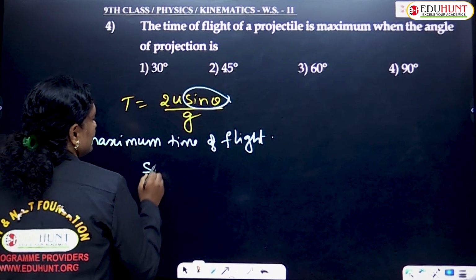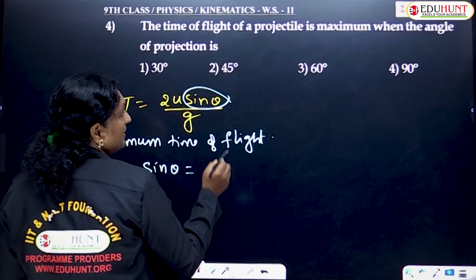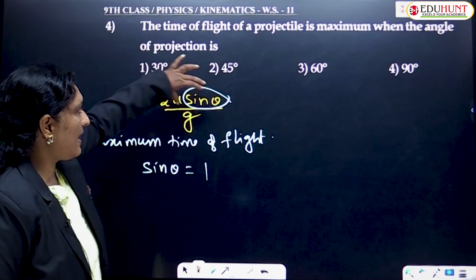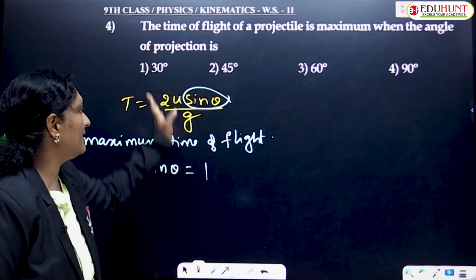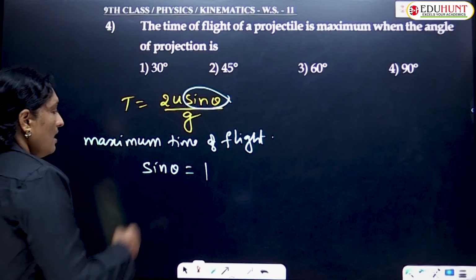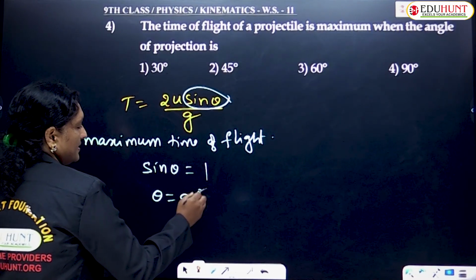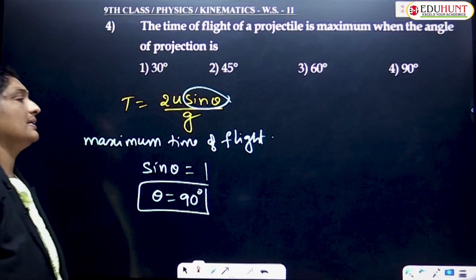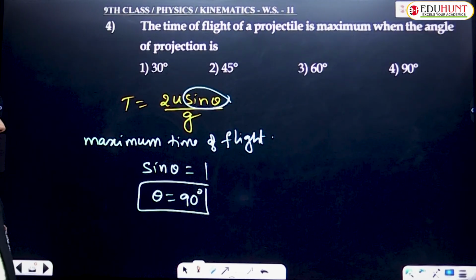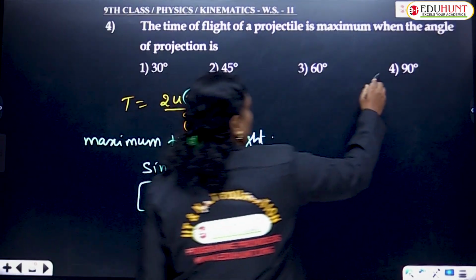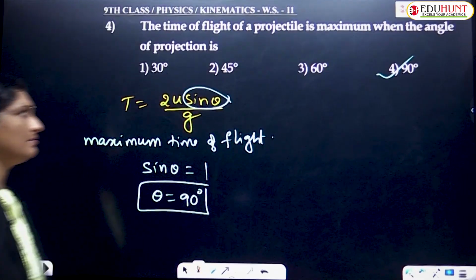the value of sine theta must be equal to how much, children? 1. Okay, this value must be 1. Then only you will get the maximum value. When is sine theta maximum? Whenever theta equals 90 degrees, we will get sine 90 as 1. Hence, your answer would be the 4th option, 90 degrees.